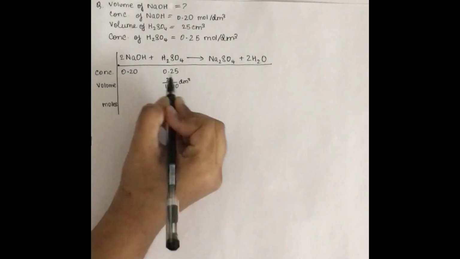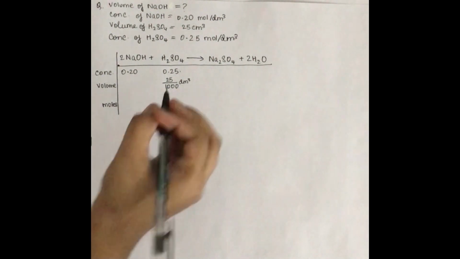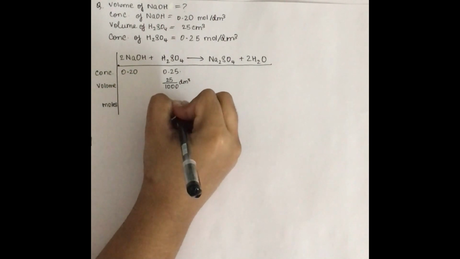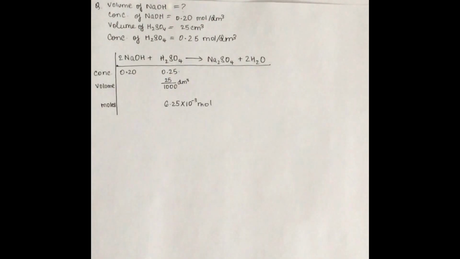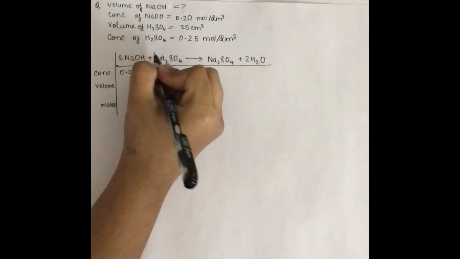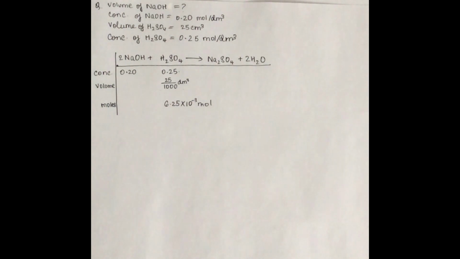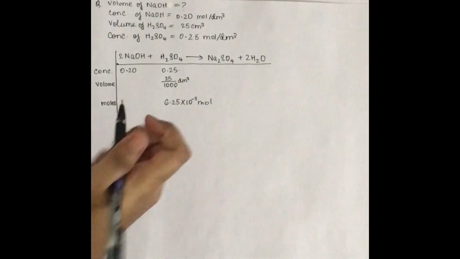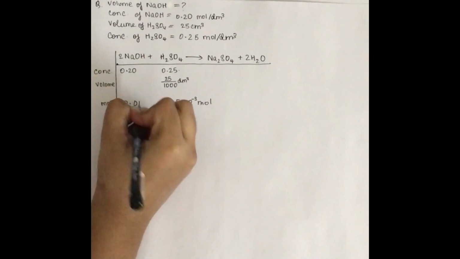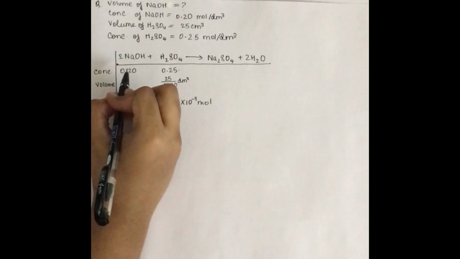So the first step is, since we have both these values, we can calculate the number of moles of H2SO4, which is 6.25 × 10^-3. So this is the number of moles of H2SO4. Now if you see the ratio, 2:1, we multiply this by 2, which will give us 0.0125 mole.